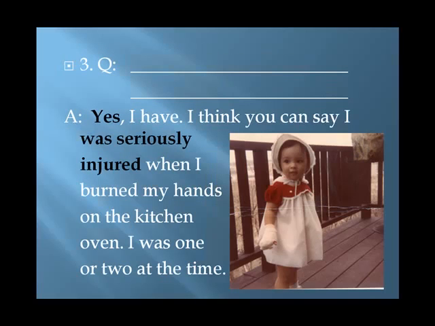Number 3. Again, look first at the answer. Yes, I have. I think you can say I was seriously injured when I burned my hands on the kitchen oven. I was 1 or 2 at the time. Again, I gave you some clues. Yes tells you that this will be a yes or no question. Your main verb is injured, but look closely, was injured. That's the passive voice. Take a moment and try to form the question on your own.